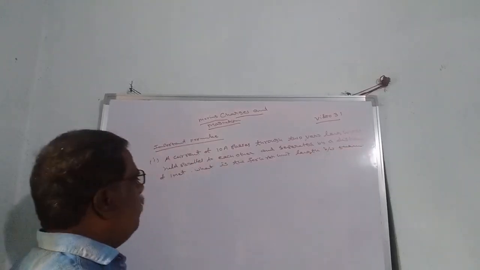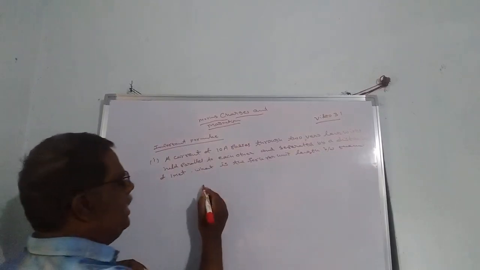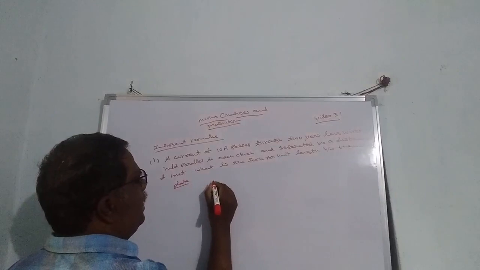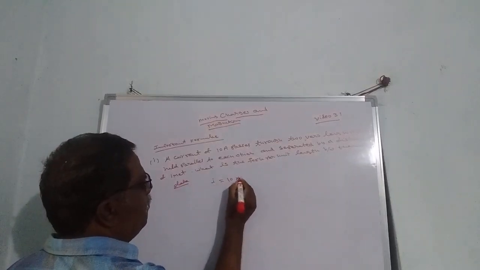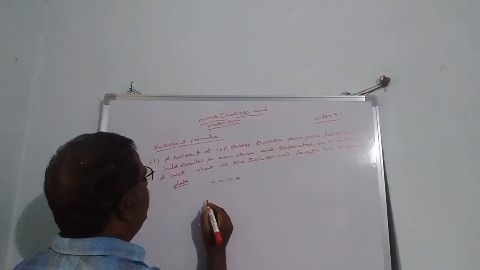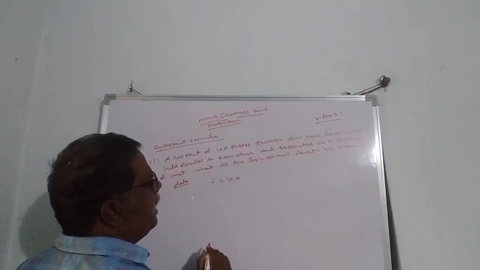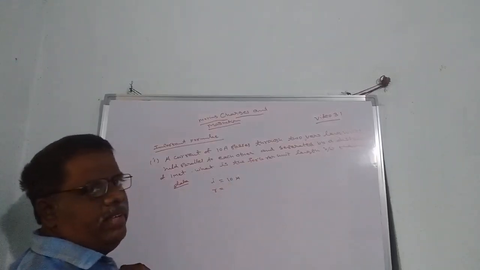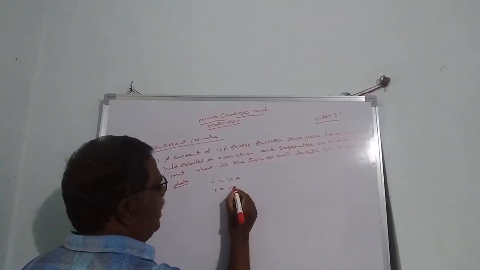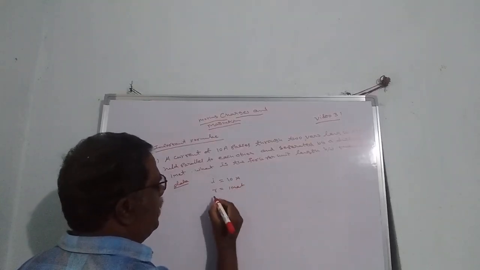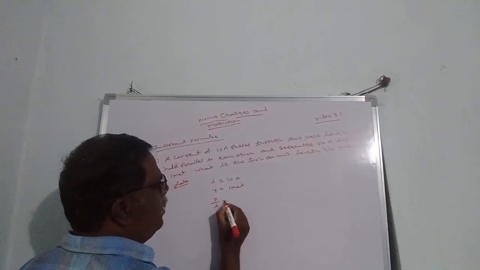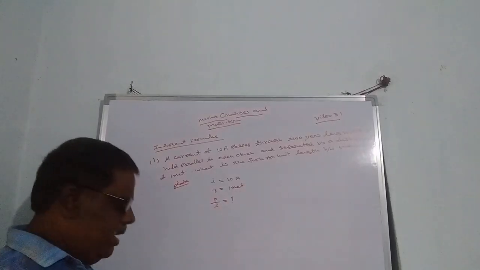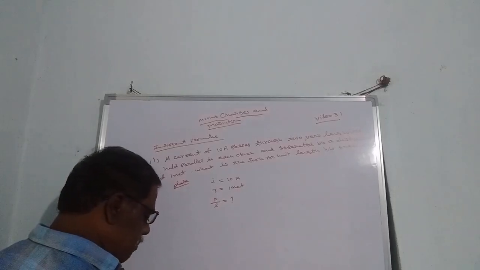Read the problem one more time. The data given: current I is equal to 10 amp, passing through two very long wires parallel to each other, separated by a distance, which is denoted with R, given as 1 meter. Force per unit length, that means we have to calculate F by L, because they are parallel.